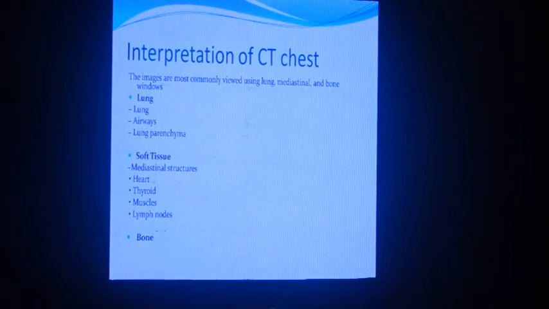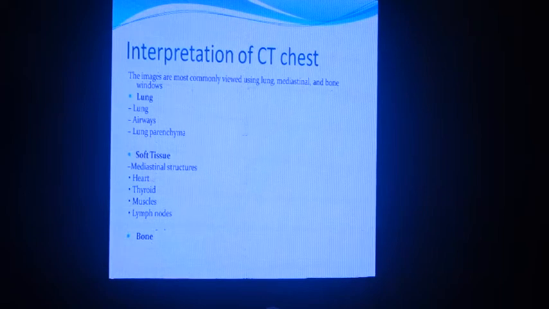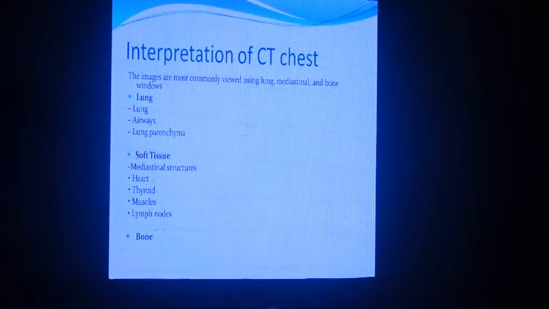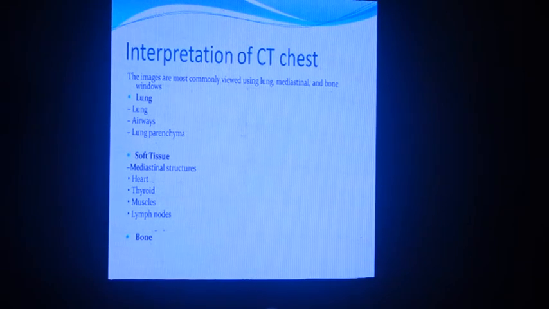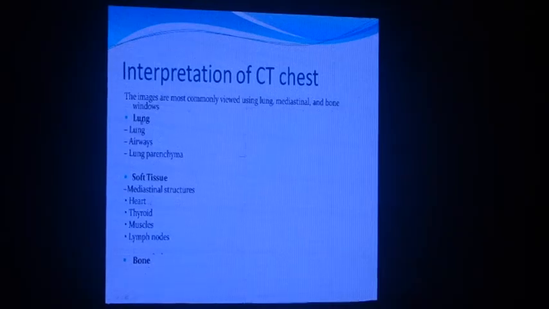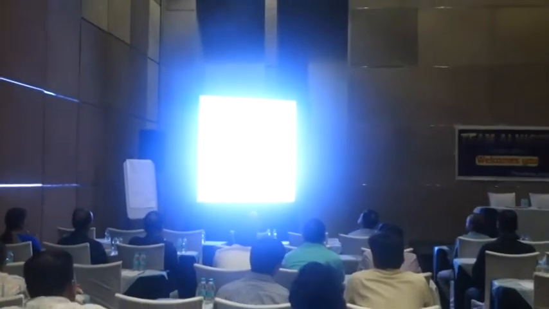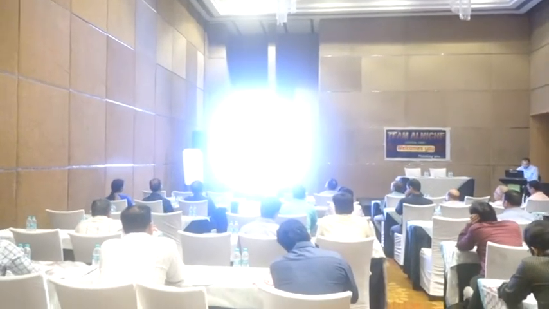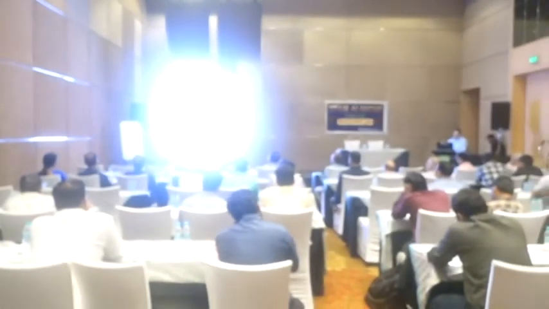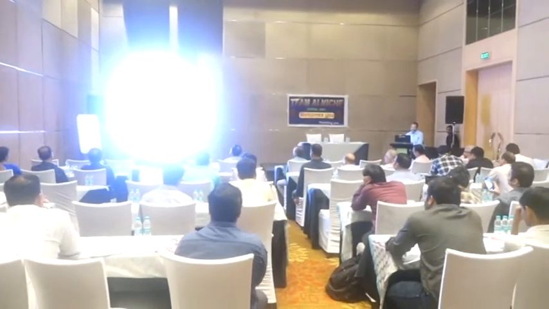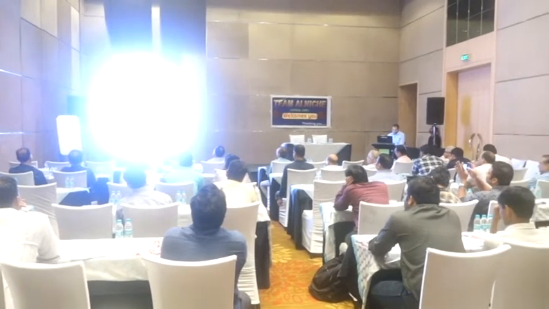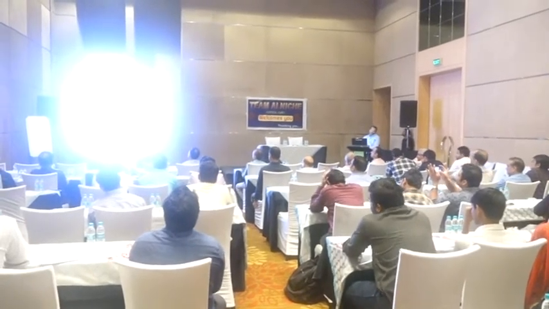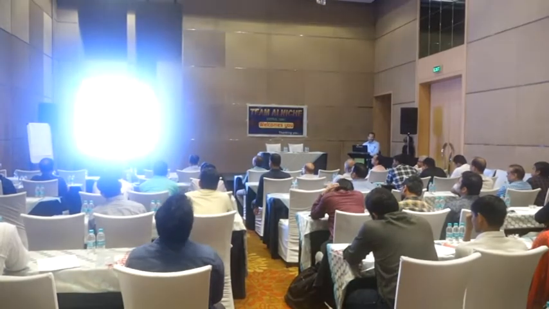So the most important thing now, coming to the interpretation, is how do we do it for CT chest. If you are looking at the lung window, you will find lung pathology, airway pathology, and lung parenchymal disease as well. In the soft tissue window you will be seeing mediastinal structures like heart, thyroid, muscles, lymph nodes, and in the bony window you will find out any rib fracture.